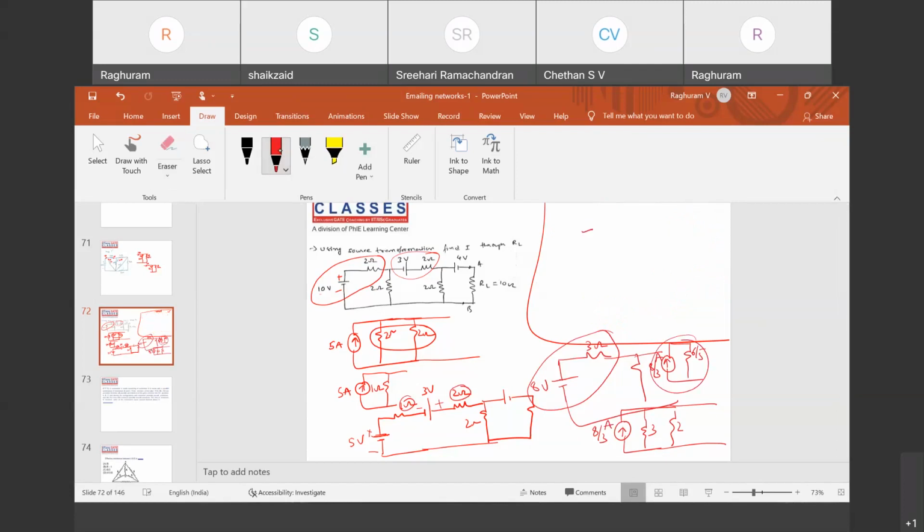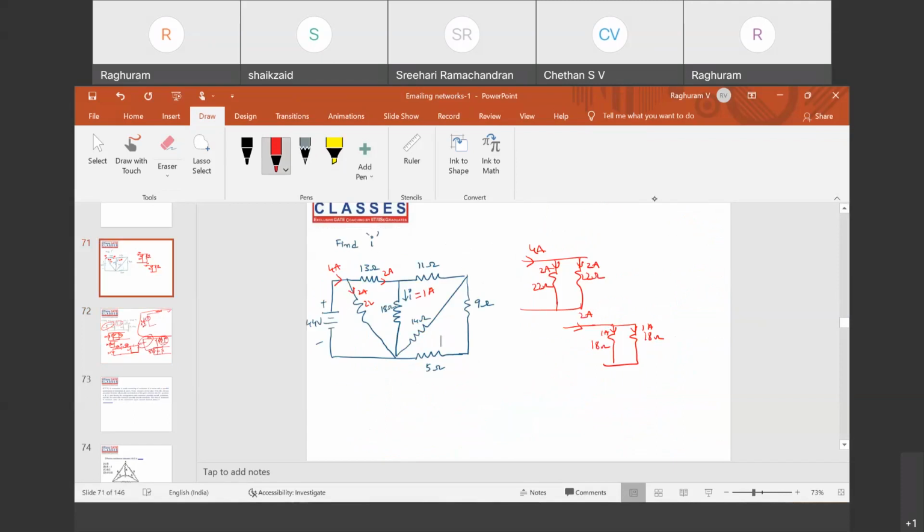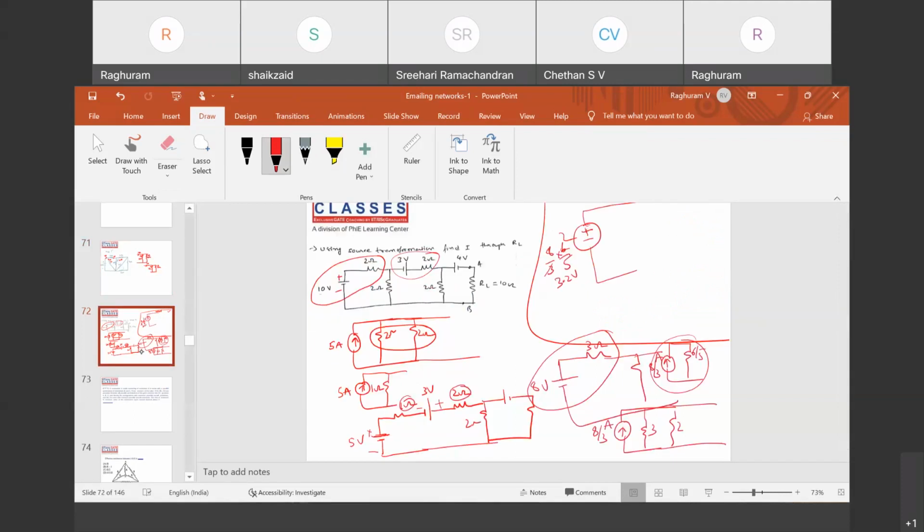What happens? Plus minus 8 by 3 into 6 by 5. It was 16 by 5, or 3.2. 3.2 volts, and 3.2 volts in series with a resistance of value 6 by 5 or 1.2 ohms.